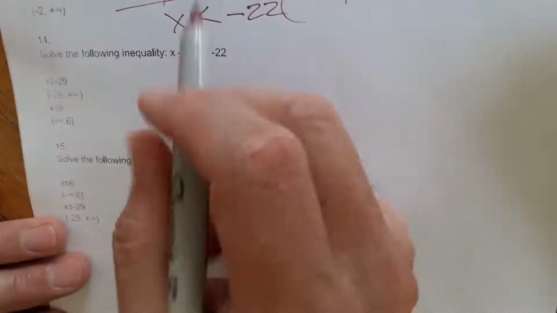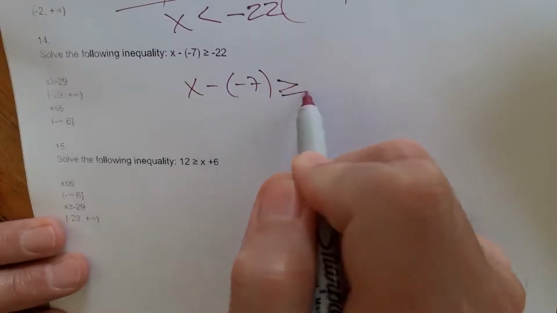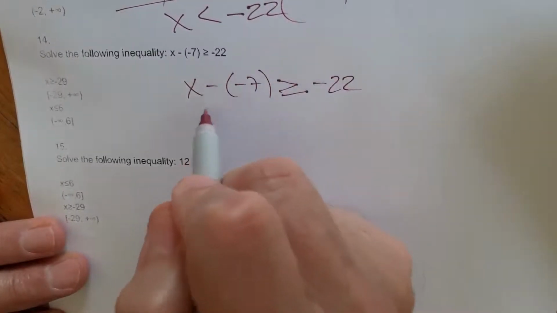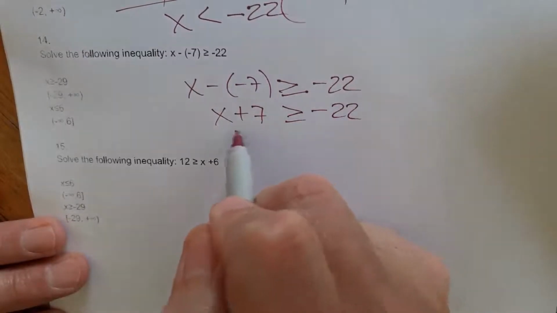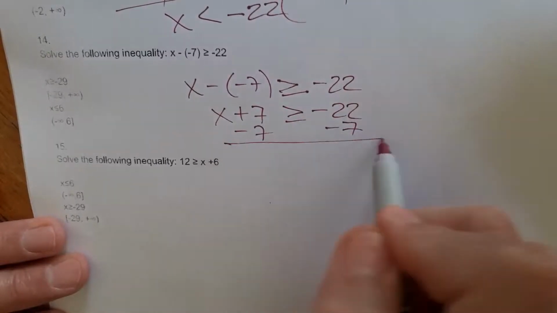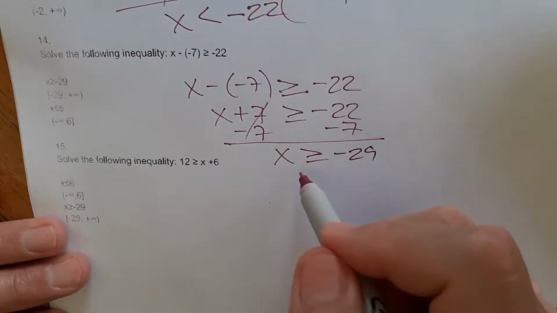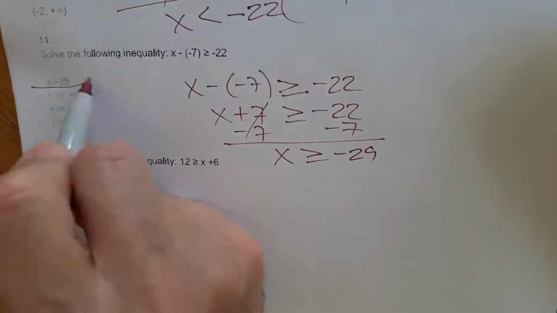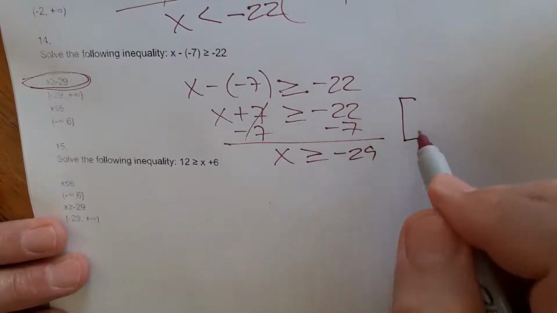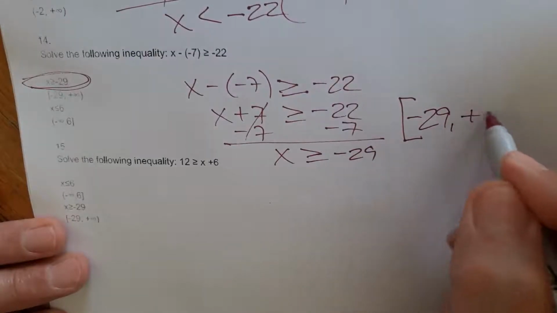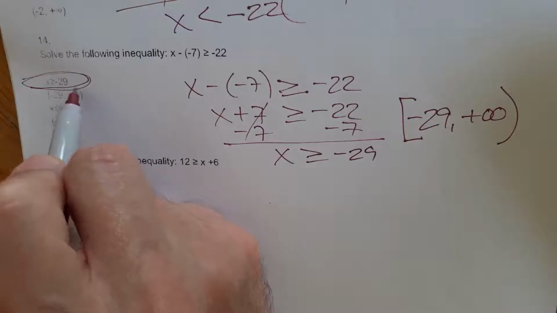Solve the following inequality. Let's see, x minus negative 7 is greater than or equal to negative 22. So this is the same as x plus 7 is greater than or equal to negative 22. Minus 7, right? So x is greater than or equal to negative 29. And if x is greater than or equal to, we'd have a bracket negative 29, comma, going up forever to the right, positive infinity, parenthesis.